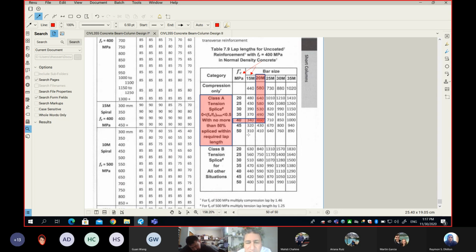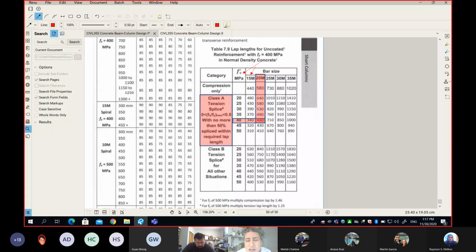And watch what's happening. If my concrete is 50 MPa, then I need 310, which is roughly 12 inches. The weaker the concrete, so on this end here, concrete is 20 MPa, and with 20 MPa, I need 480. It means when concrete is weaker, I need more overlap. Does it make sense? Yeah, that makes sense. Okay, what's the other factor?